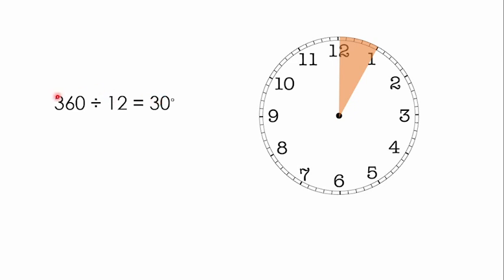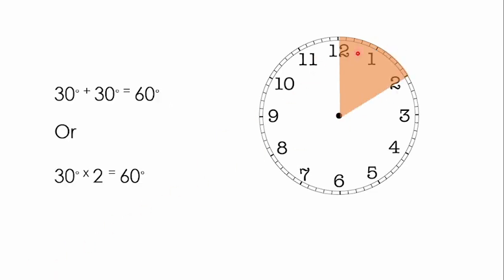So 12 times 3 is 36. So 360 divided by 12 gives me 30. That shows me that the angle for one part is 30. So once I know the angle or the degrees of one part, it's very easy for me to calculate the angle for any number of parts here.